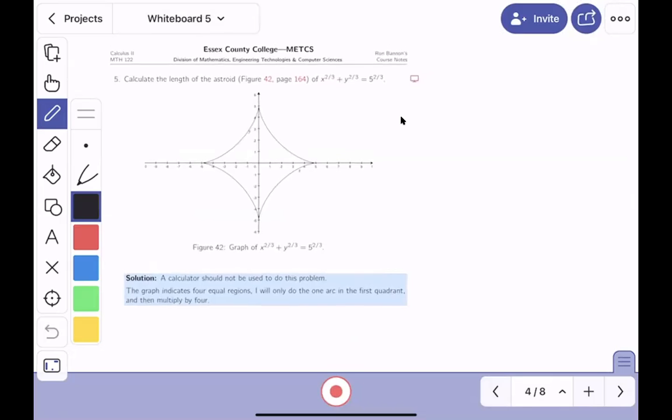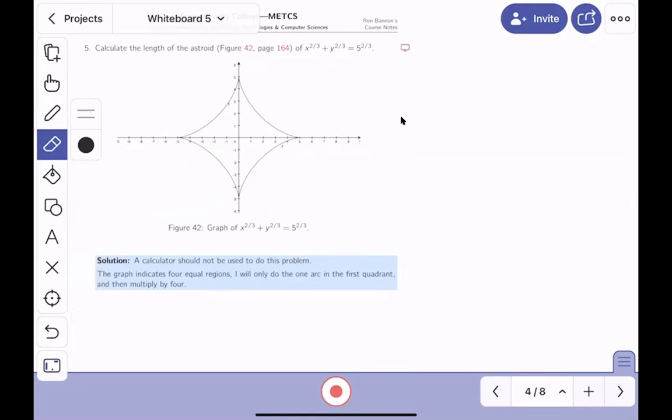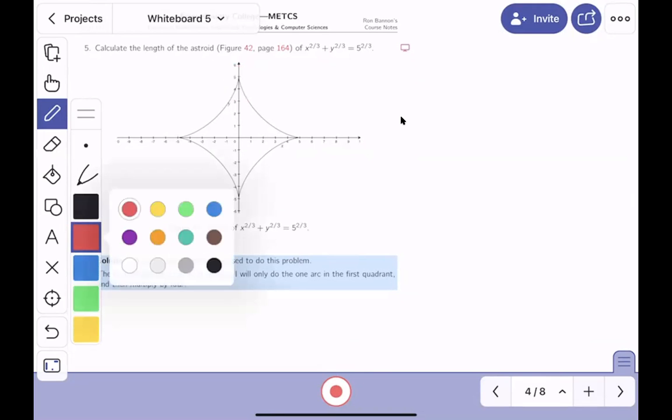Number 5 is an interesting problem, and I'm going to go through it. Now, when I'm doing this, I realize there's a tremendous amount of symmetry to this problem. Let's take a look. I'm just going to do one portion of it, so I'm going to talk about this portion over here. All right, let me get my little red pen out though.